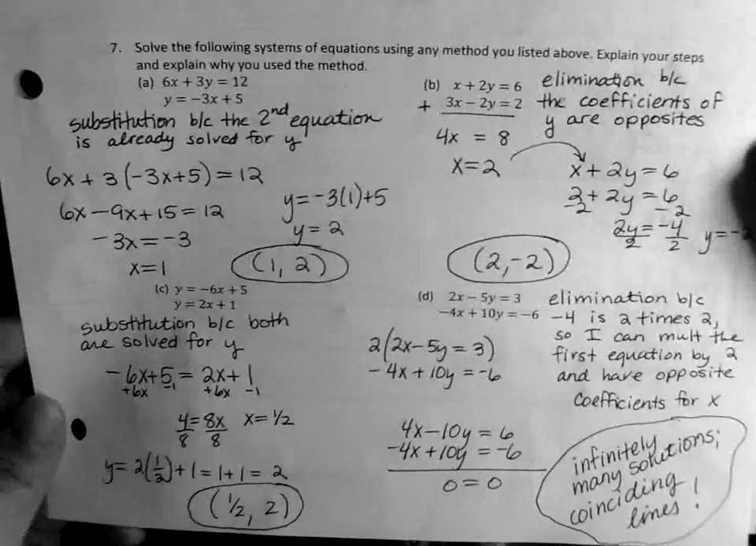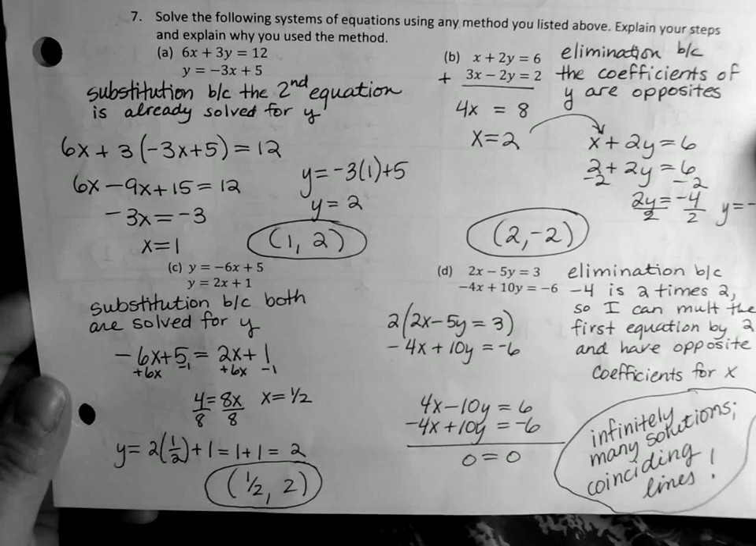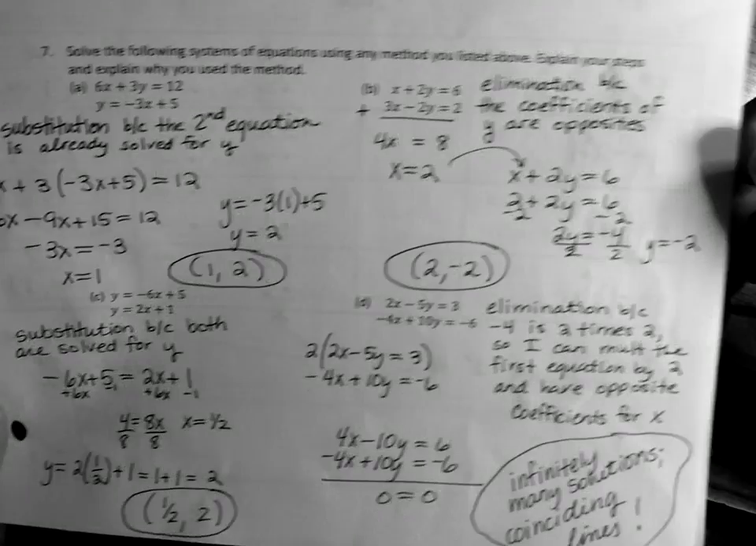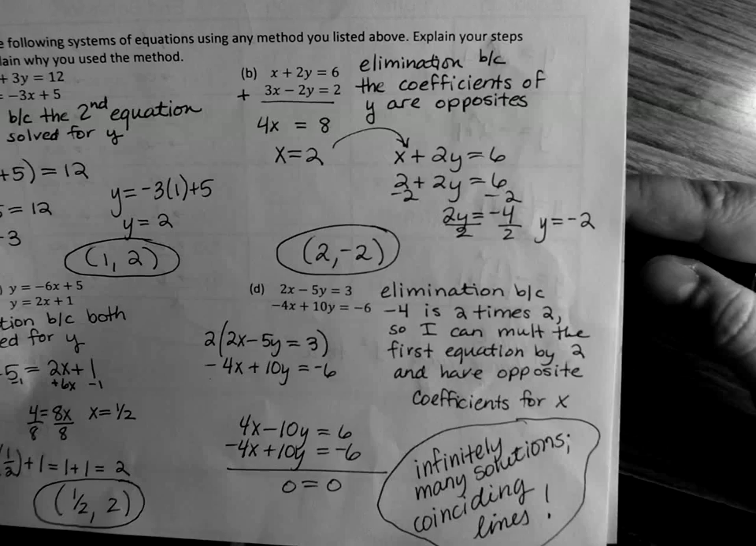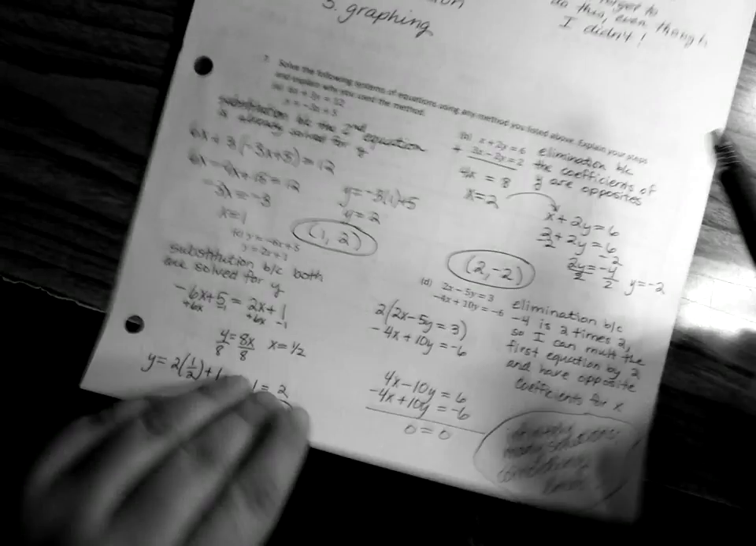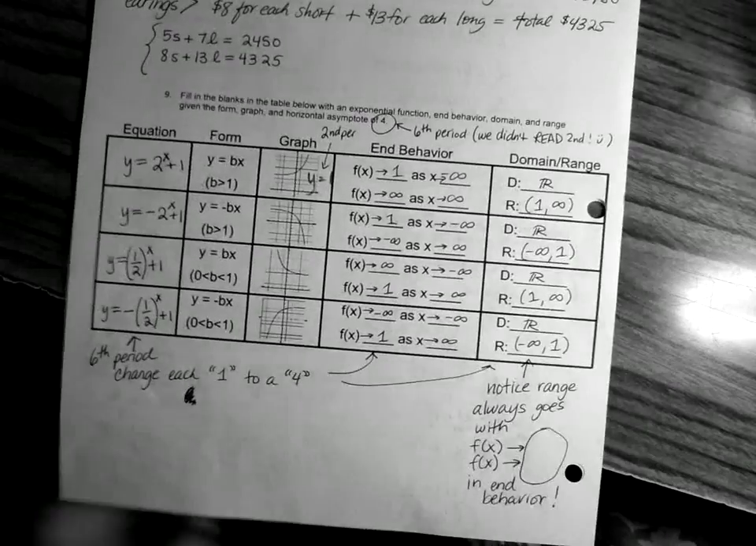I explained why I chose the method I did. I did both A and B by substitution because it seemed like the easiest way to do it for both of those. And both B and D by elimination. Again, you can pause at any time, so I don't even know why I'm going kind of slowly for you, sorry.